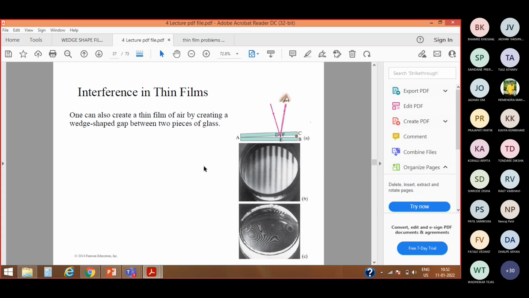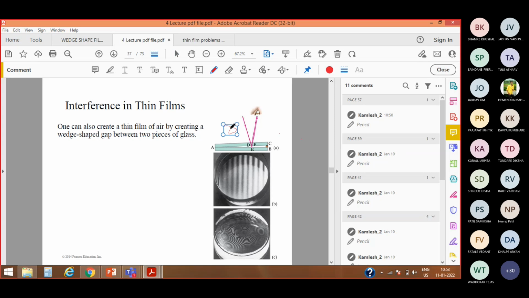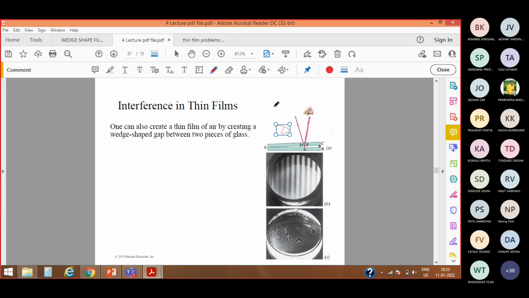Another important point in the wedge-shaped thin film is that the value of thickness keeps changing from point to point. At point A, it is 0. The value of thickness is 0 at point A.